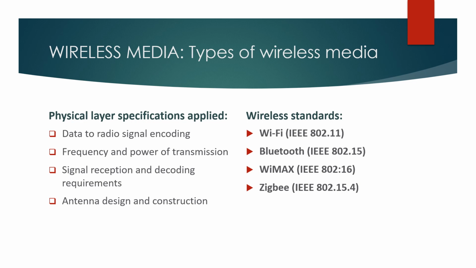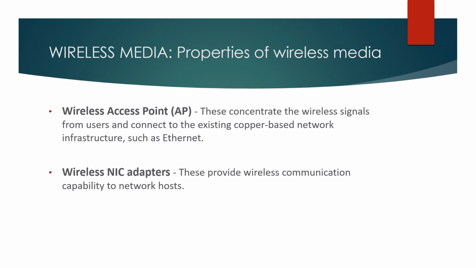A common wireless data implementation is enabling devices to connect wirelessly via a LAN. A wireless LAN requires the following network devices. It requires a wireless access point, and this concentrates the wireless signal from users and connects to the existing copper-based network infrastructure such as Ethernet. Home and small business wireless routers integrate the function of a router, switch, and access point into one device. And secondly, they must have wireless network interface adapters.